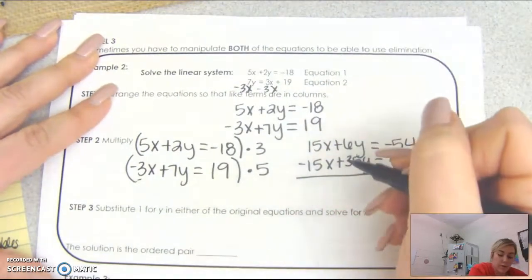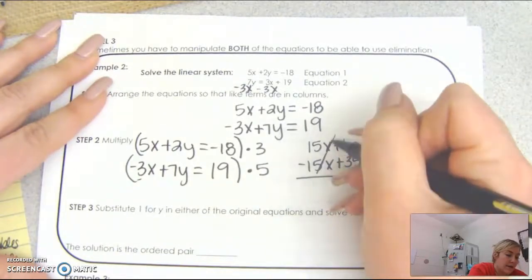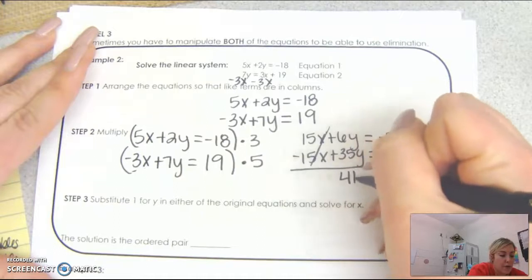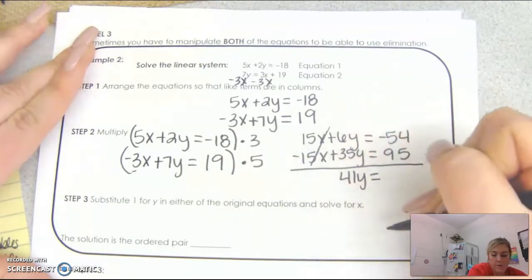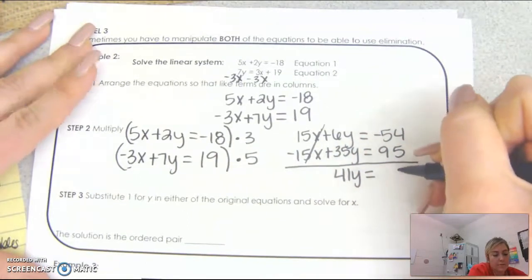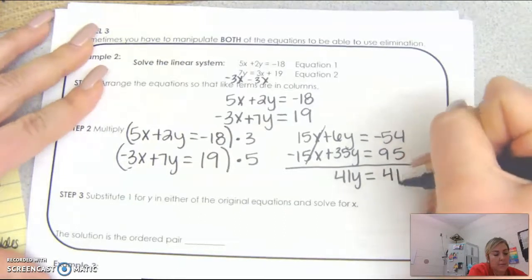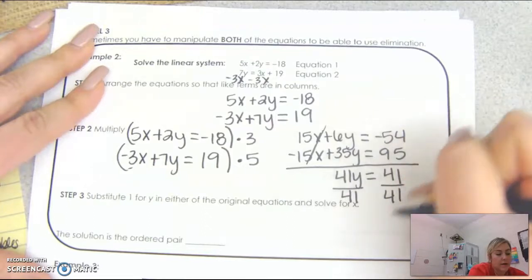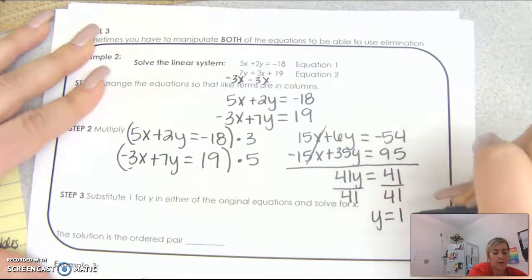Now my x's will eliminate, and I can add down. So 6y plus 35y is 41y. Negative 54 plus 95 is 41. And when I divide, I get y equals 1.